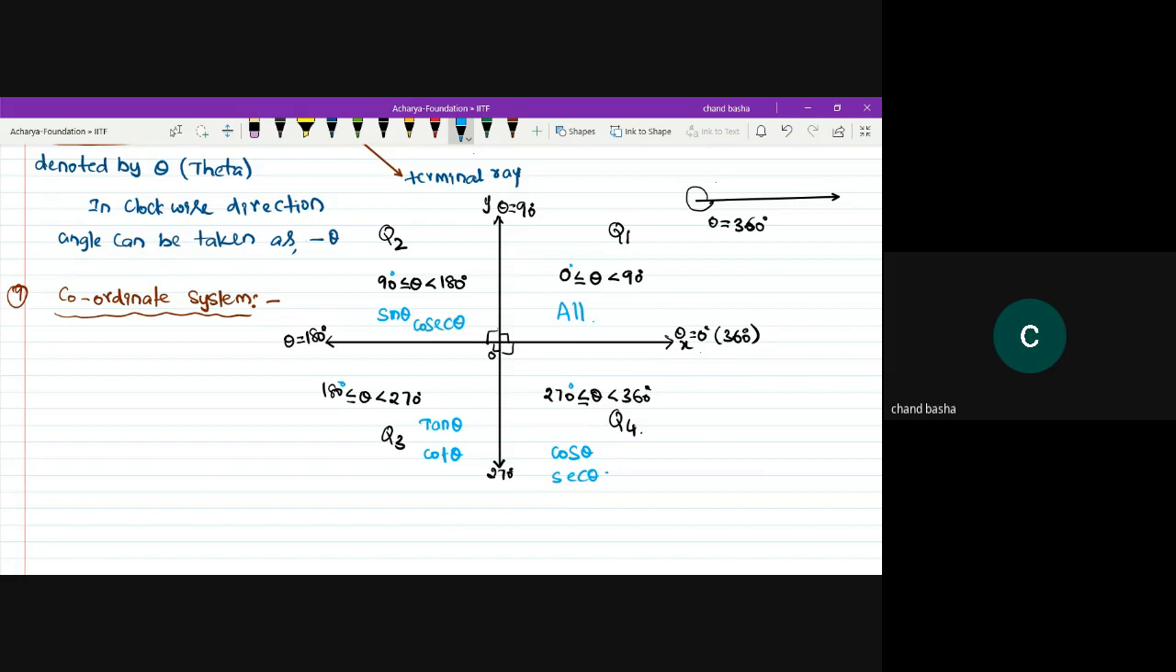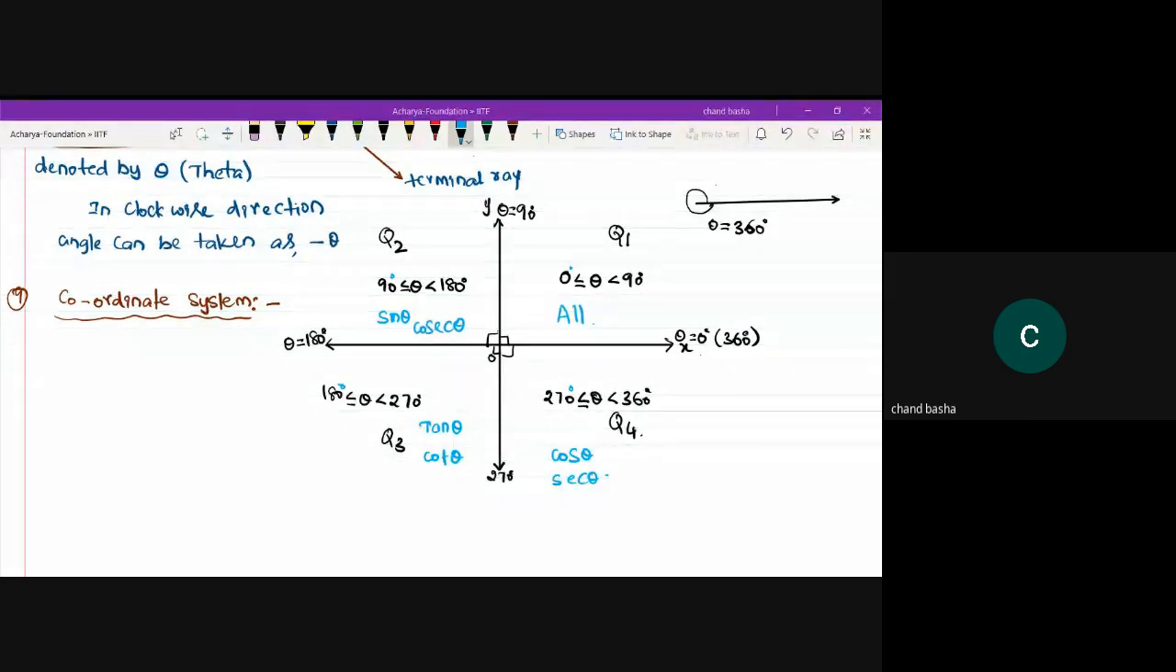Yes, very good. So suppose sine theta wants to enter quadrant number 4, then a minus sign will be assigned. That we will discuss later in the next point. Hope you can understand the coordinate system, all of you. Any doubts regarding the coordinate system?